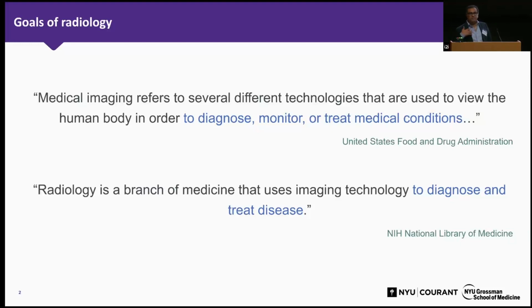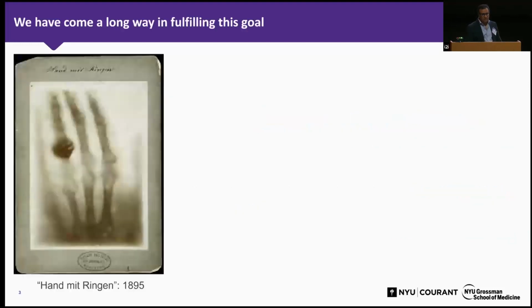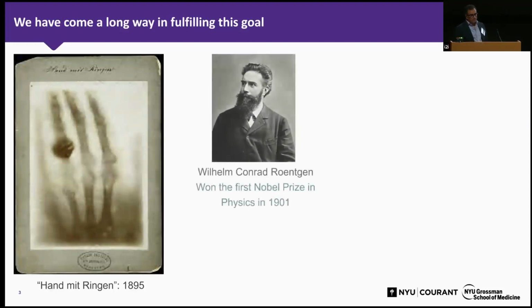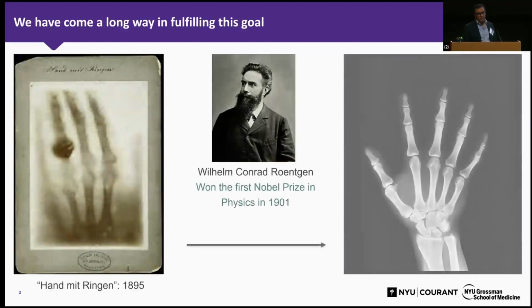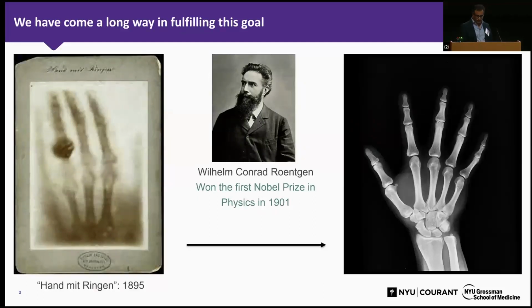Images are what we latched onto, because we as humans are very good at visualizing things, and it's just easier to understand. And we've come a long way in doing this. This is the first ever X-ray image, acquired in 1895 by this gentleman, and this is what an X-ray looks like right now.